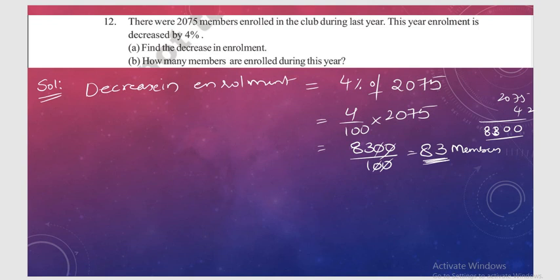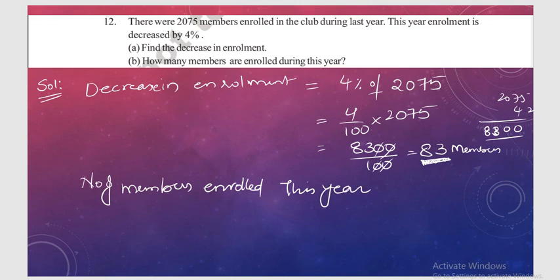So what did he ask for the first one? Find the decrease in enrollment. So how many fewer people are there? 83. That means in the second question you can directly do it. How many members are enrolled this year? Last year they had 2075, and he is asking about this year. So we can simply say 2075 minus this 83.